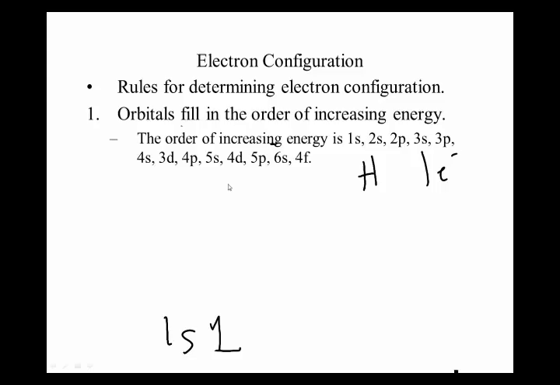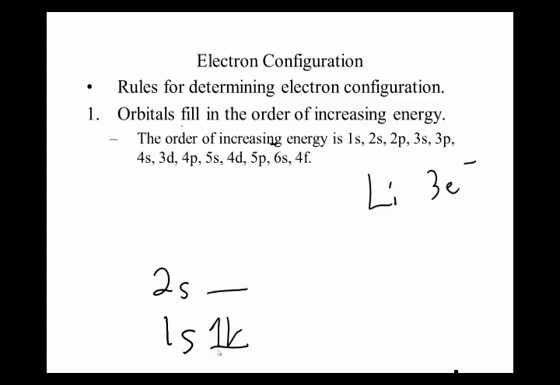Now, if I go on to helium, what I'm going to have with helium is 2 electrons. And I'm going to go 1, 2, right? So I have to show them opposite spin. I have to show them paired. Okay, so let's do the next one. When I get to lithium, I have 3 electrons. 1, 2. The 1s orbital is full. Now I have to go up to the next one.